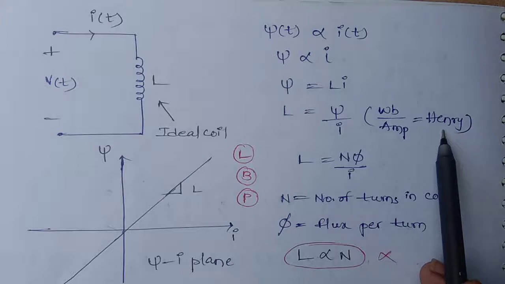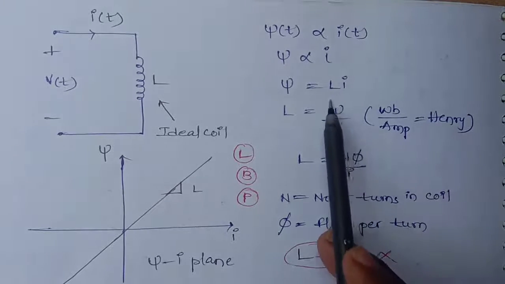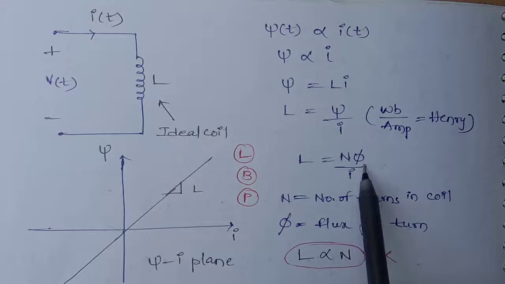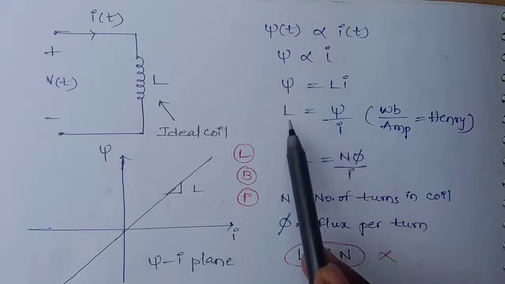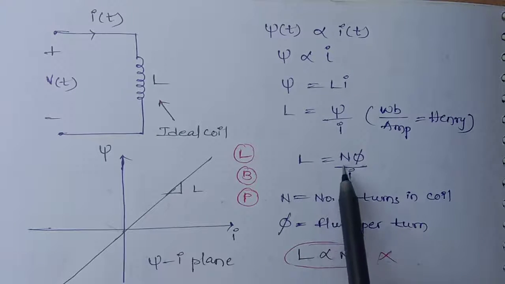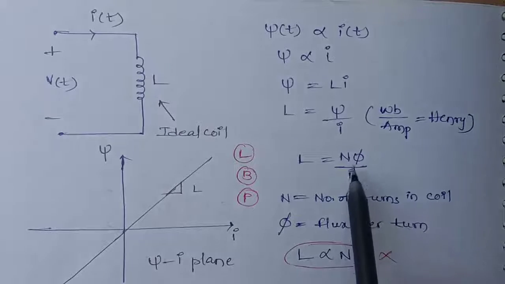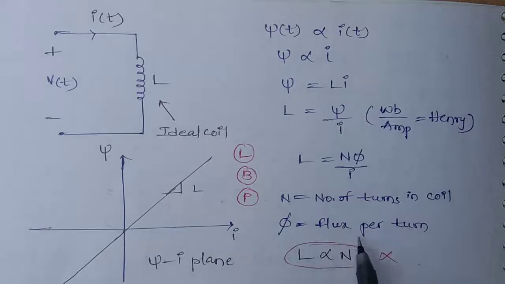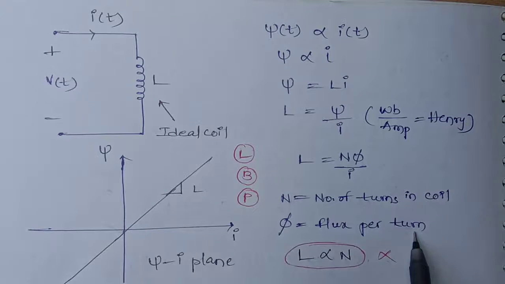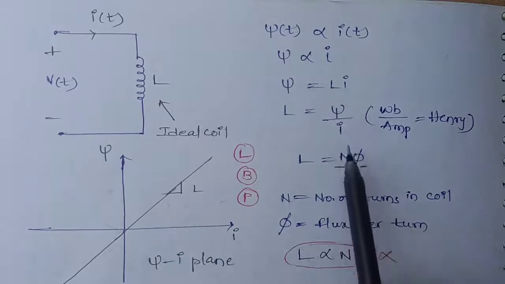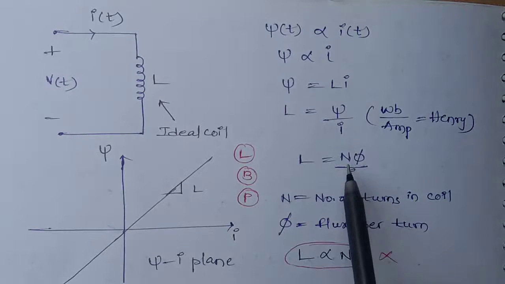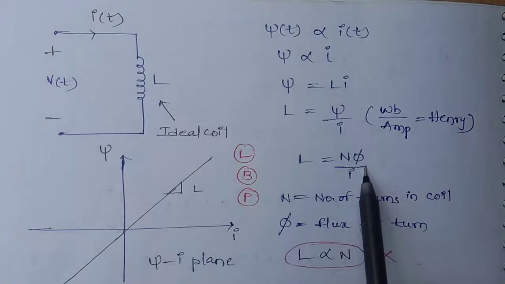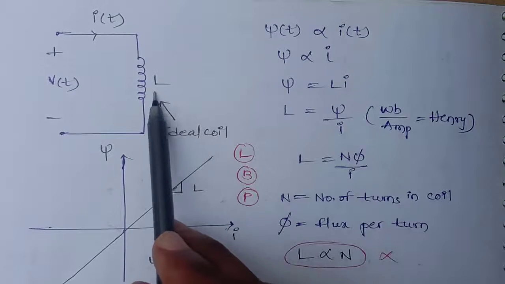Okay, we know that this psi is nothing but the total flux which can be written as N into phi, so that L value will become L is equal to N phi divided by I, where N is nothing but number of turns, phi is nothing but flux per turn. Okay, that means psi is the total flux which is in the form of N into phi. Okay, now we will try to plot the characteristics for inductance.